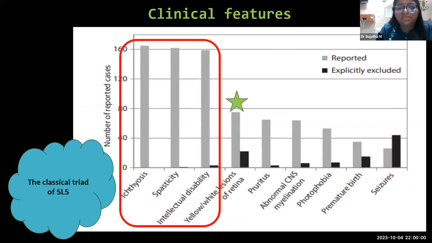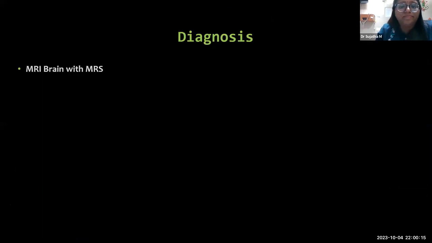And the other important features to note are the yellow-white lesions of retina due to alcohol accumulation in the fundus, and then intense pruritus because of the elevation of leukotriene B4, and a premature birth, which is mostly seen with many of the cases.